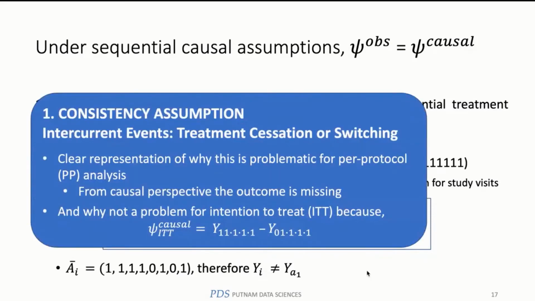So we want to apply thinking about the consistency assumption because it gives us a clear representation of why it's problematic for a per protocol analysis and why, from that causal perspective, the outcome is missing. Even though it's written down, it's not there. But if it's intention to treat, then we don't have a problem, because intention to treat is agnostic about what happens after baseline.